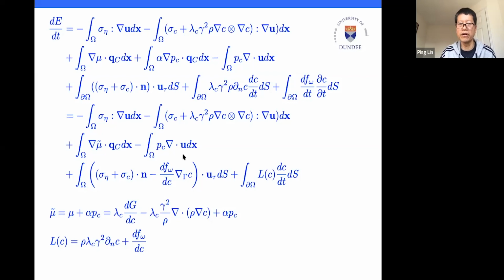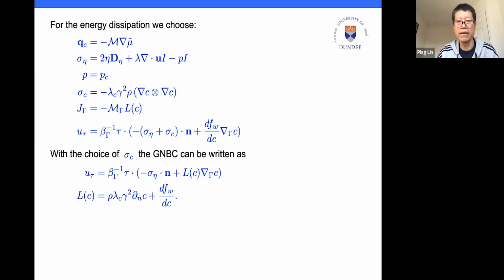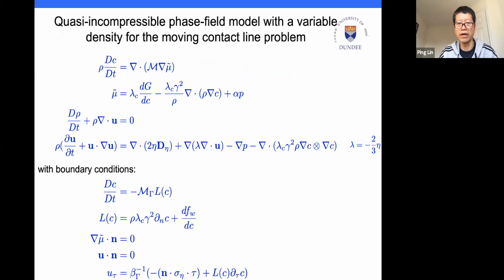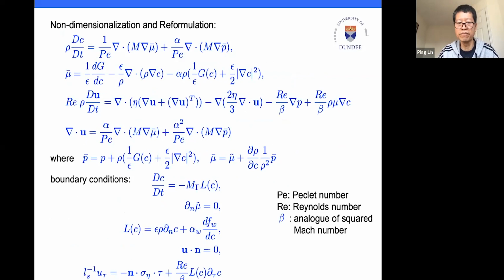Similarly, you make a choice for the other unknown terms and variables. You do this kind of change to make them non-negative. All the terms have to be non-negative, and then you can determine those terms you don't know, the non-classical terms. Eventually you can see here sigma c equal to negative this. That's exactly how we make the choice, and I can derive this moving contact line model. I can write down the model here. I tried to give a general introduction of how we do the modeling.